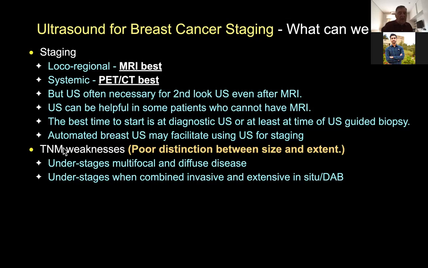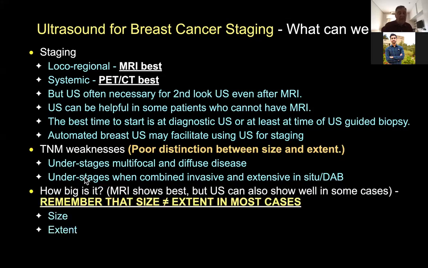I do want to point out that we mostly were talking here about how to properly measure a lesion, what does have microscopic tumor in it, what probably doesn't. But the weaknesses of TNM are that it understages multifocal and multicentric and diffuse disease, and it also understages when there's combined invasive and DCIS components. And so we told you how to work around some of these things.